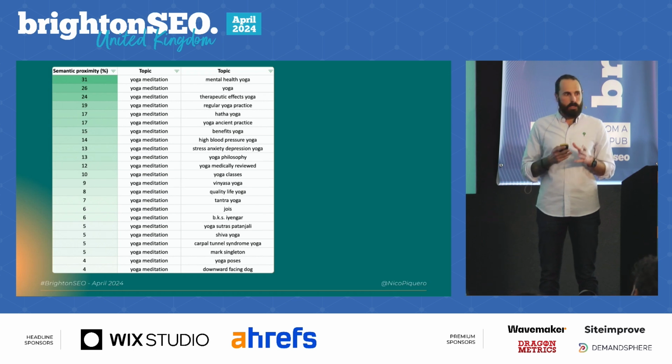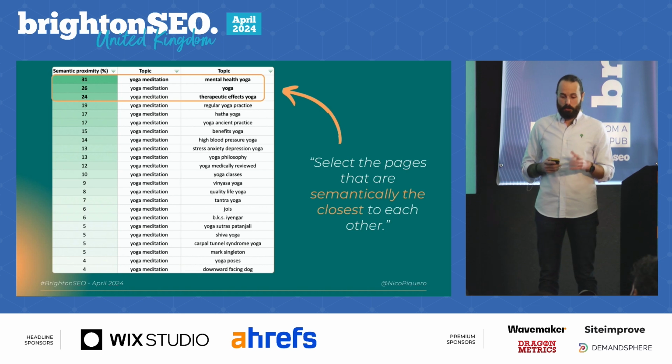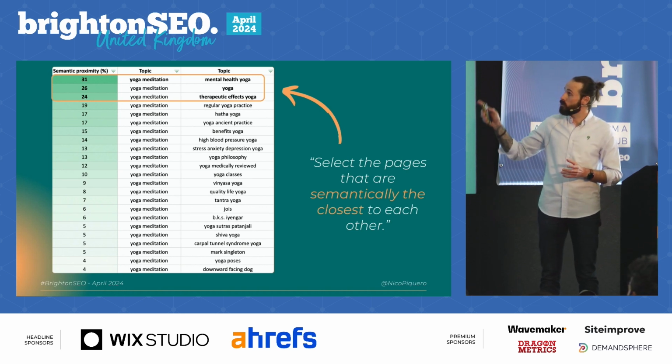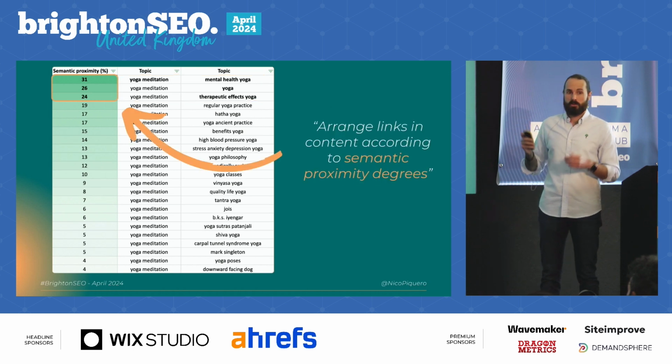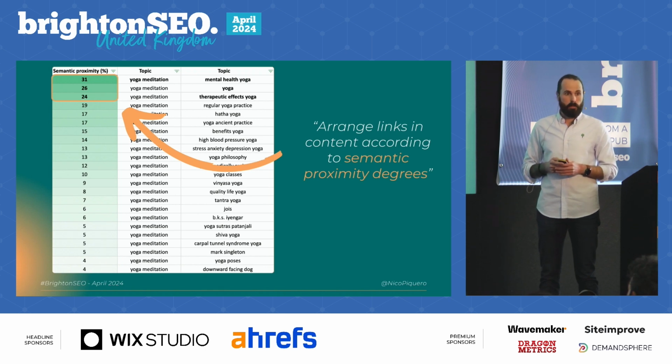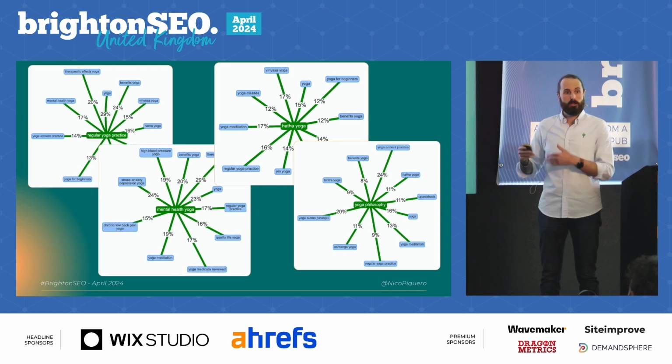So having that in mind, now, when I'm about to set up the internal linking in one of my pages, here, for instance, the yoga meditation one, I will select the pages that are semantically the closest to the yoga meditation page, and I will arrange the links, sort the links in the content according to semantic proximity degrees. Once again, in order to maximize the PageRank flow. And then we just need to replicate this process for every single page we have and to set up the internal linking accordingly.